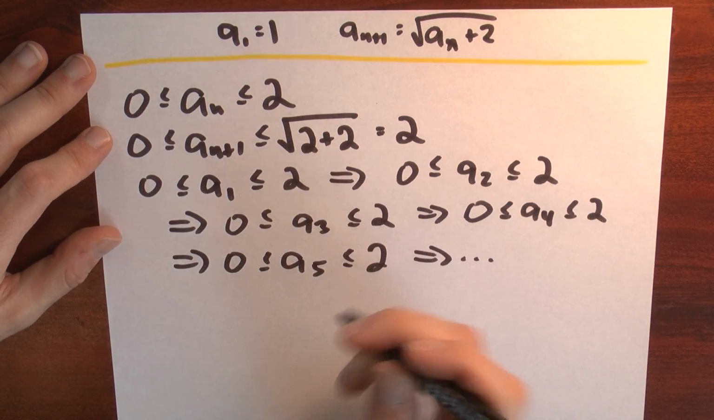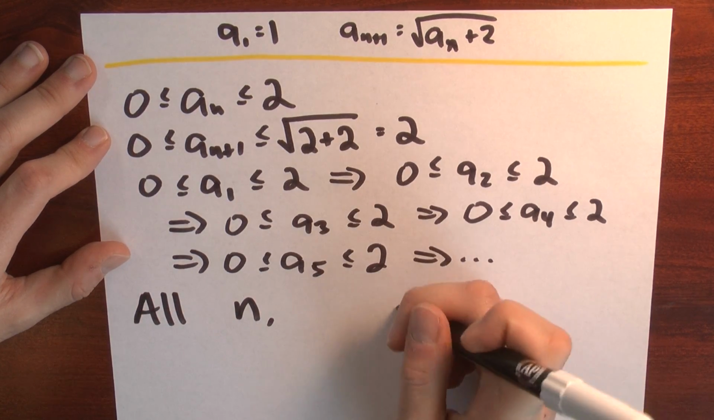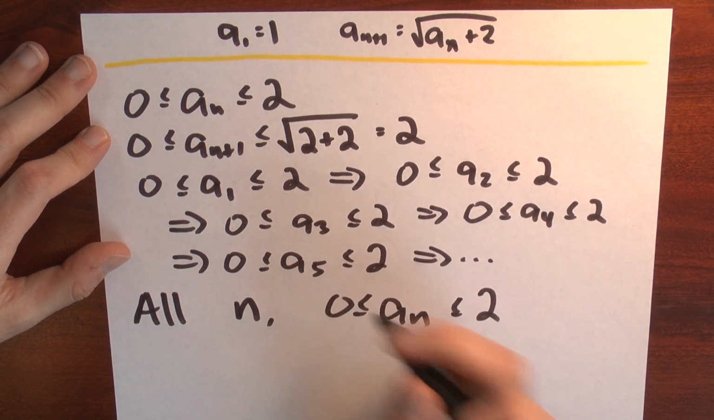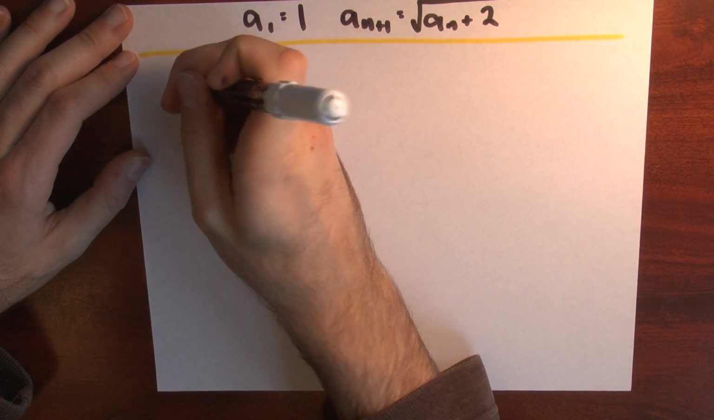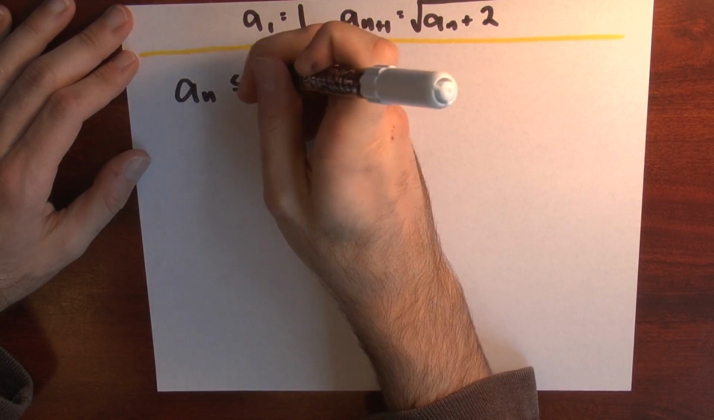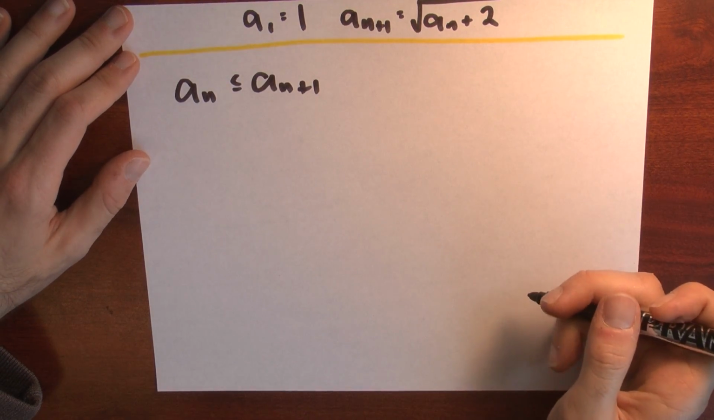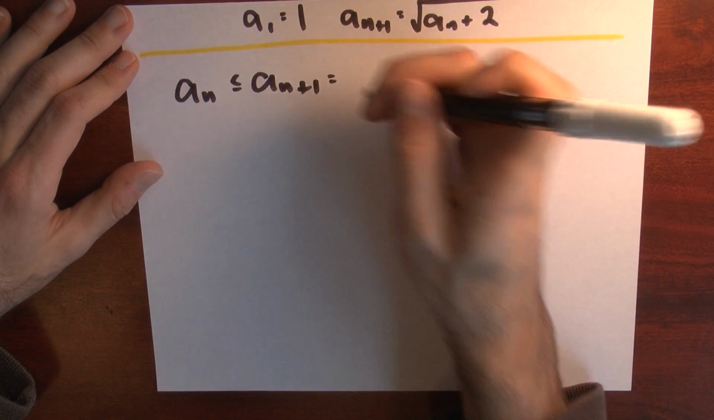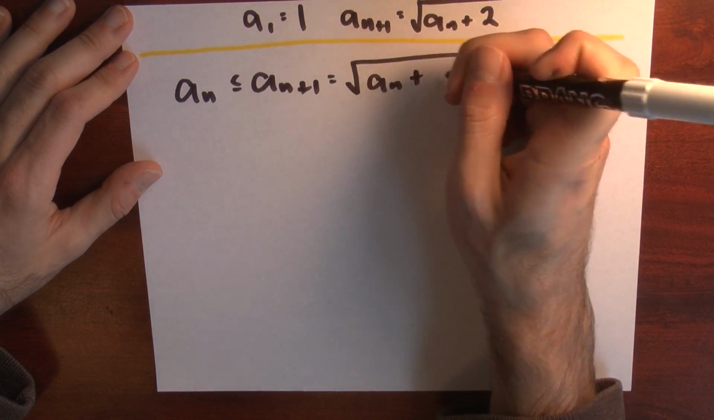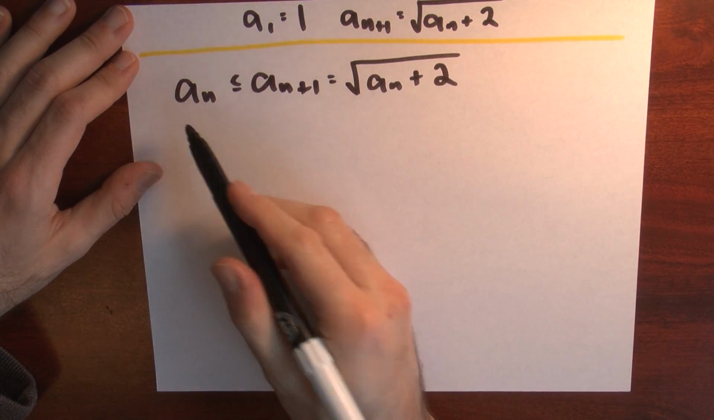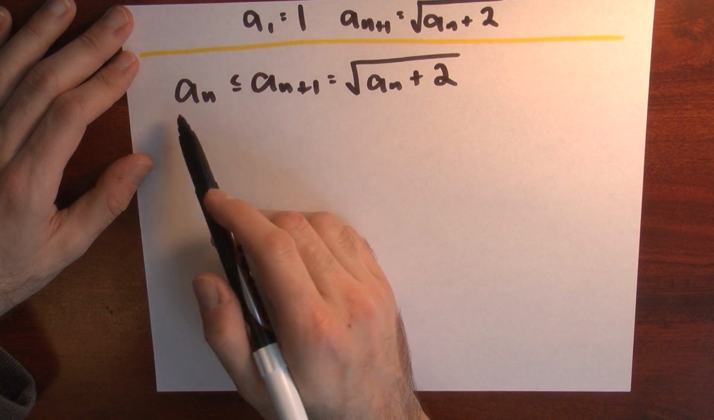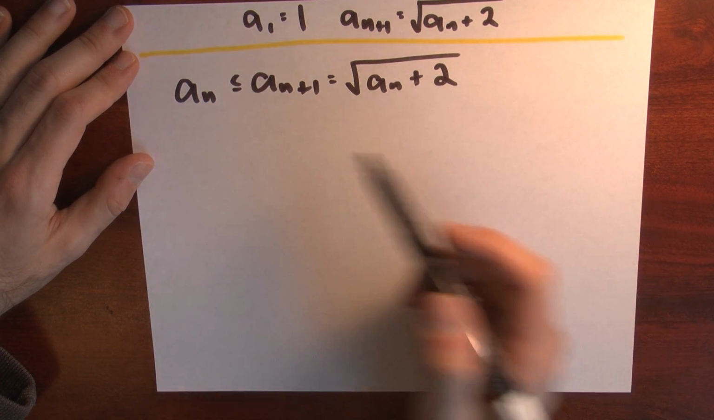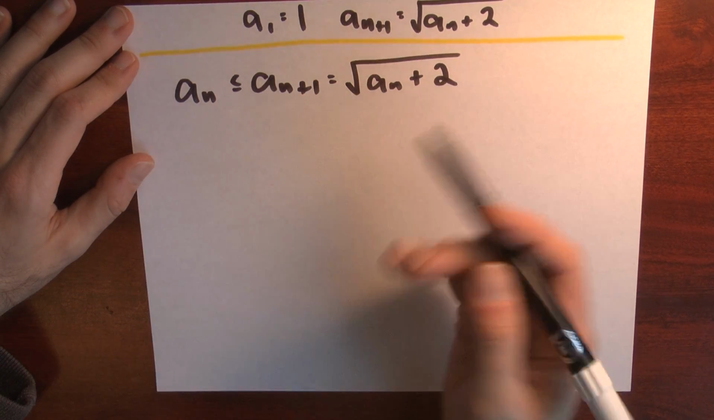And what this actually is telling me is that no matter what n is, a sub n is between 0 and 2. And this sequence is non-decreasing. To show that this sequence is non-decreasing, I'm going to show that a sub n is less than or equal to the next term, a sub n plus 1. And of course, I got a formula for the next term. That's just the square root of a sub n plus 2. So the question, is this true? Is a sub n less than or equal to the next term, the square root of a sub n plus 2? And since a sub n is non-negative, I can figure out when this happens just by squaring both sides.